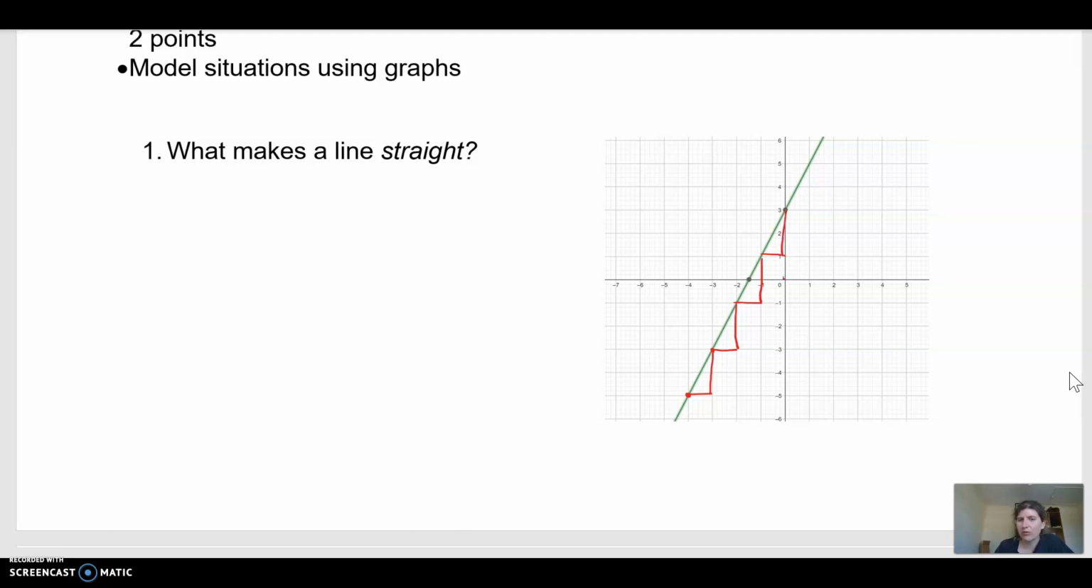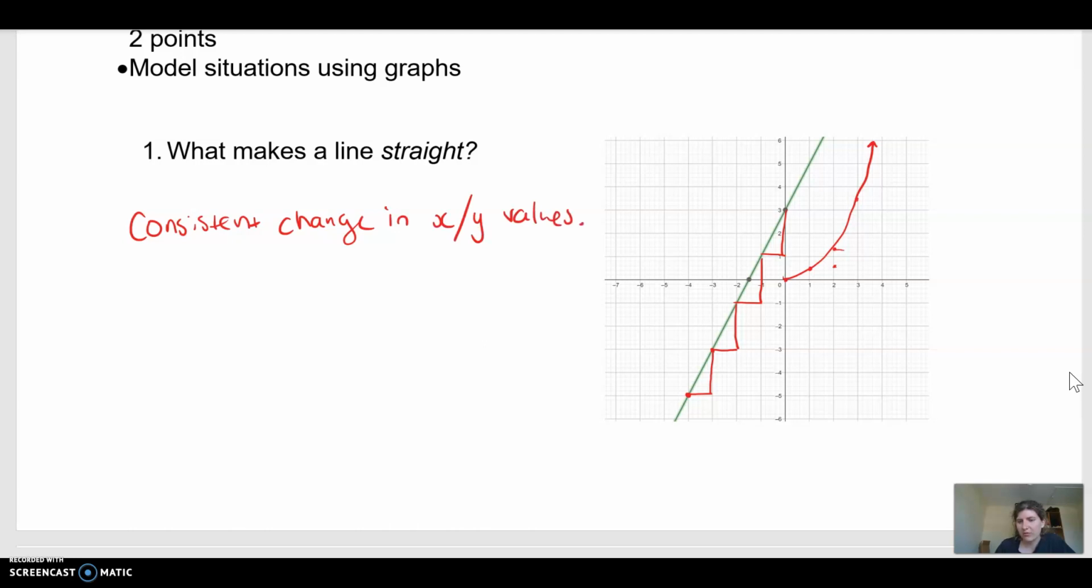Okay, if it was curved, like if it looked like this, you should be able to see that the change isn't the same. Like in this case, when we go across 1, we go up half, but then when we go across 1 more, we go up about 0.75, about 1, and then when we go 1 across again from here, we're going up almost 3. So you can see that that change isn't the same. So what makes lines straight? A consistent change in x and y values.